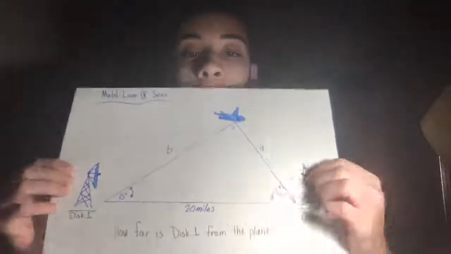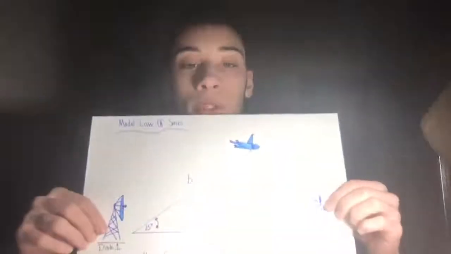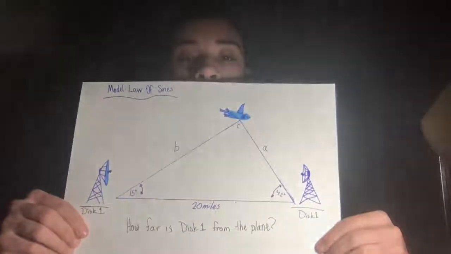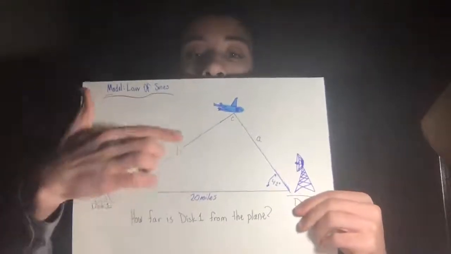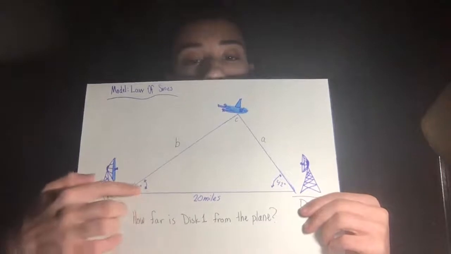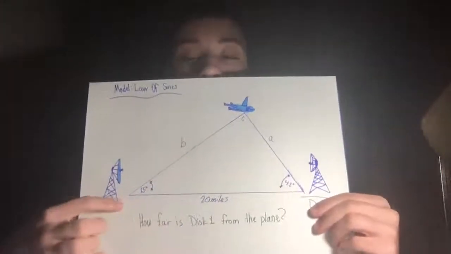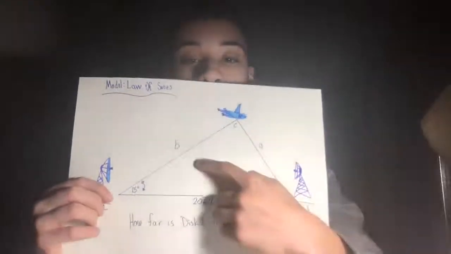So in this model, we have a plane that is at an unknown height from the ground, but we have two little towers here. We'll just say these are aviation towers, and we're able to find out the distance of dish one from the plane, given the 20 miles and then the two angles. So we're able to determine this side length right here, B, using the law of sines.